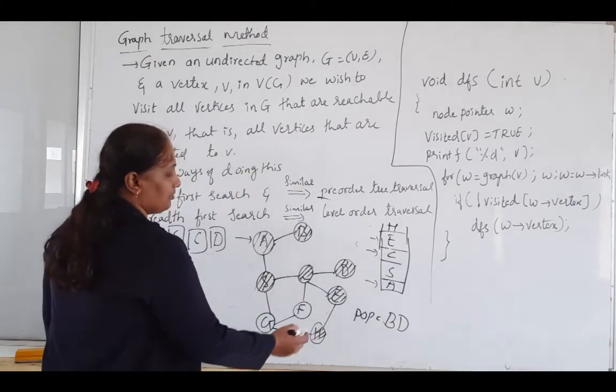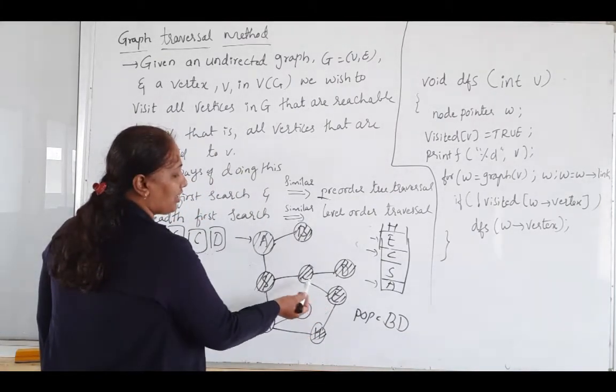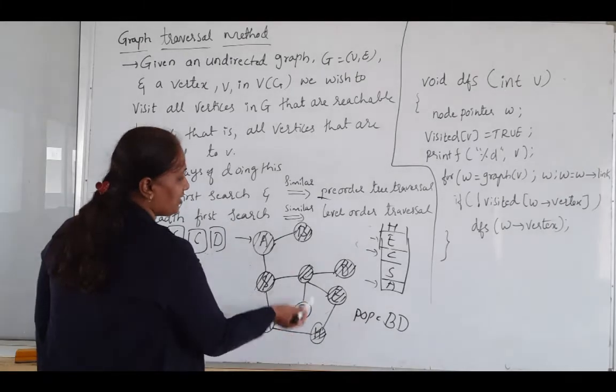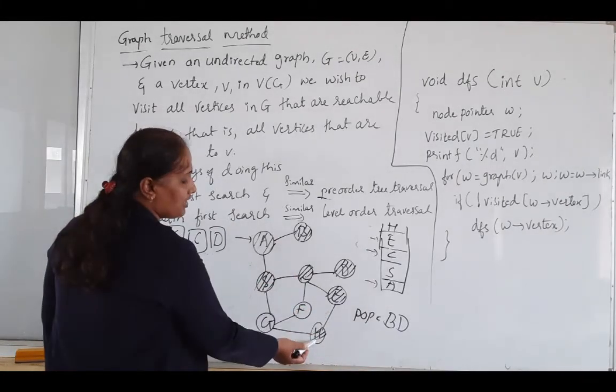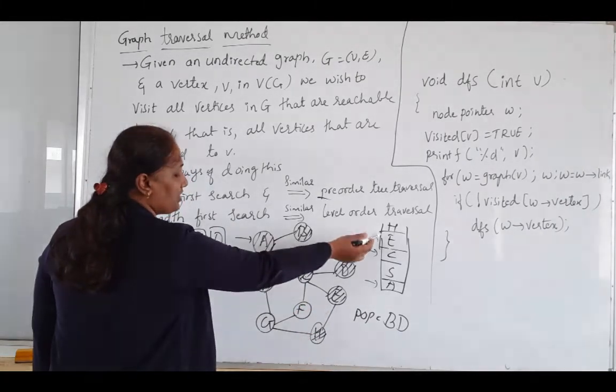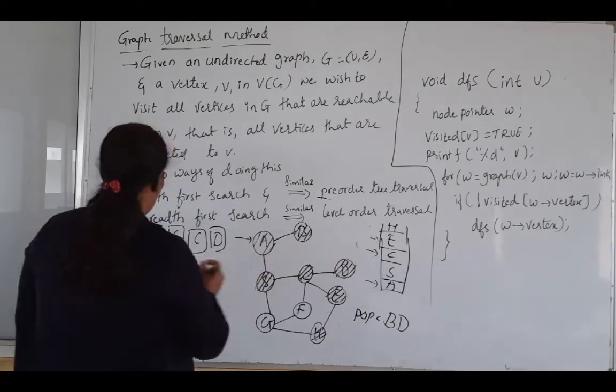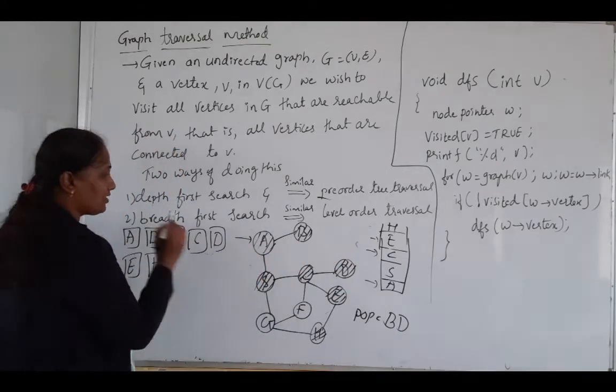Okay. Next, E is connected with two vertices: one is C, one is H. C is already visited. The non-visited vertex is H. So, you are going to visit that. Next, I will add that to the push list.